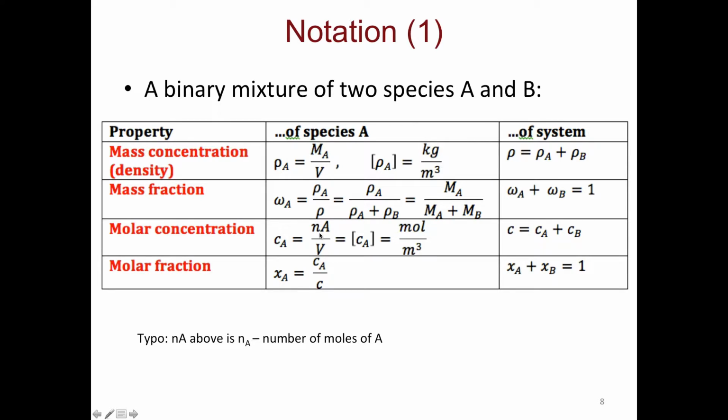And then I could look at the molar. This is actually N with a subscript A. So basically, I can just look at the number of moles of A divided by V. And I'm going to refer to that concentration as CA. It's in moles per meter cube. And then similarly, my overall molar concentration for the entire phase is CA plus CB. And when I'm looking at the molar fraction, I'm going to refer to it as XA. Okay, so I'm simply going to divide CA by C. For XB, I'm going to divide CB by C. And from this equation, when I divide it by C, I'm going to get that XA plus XB is equal to 1. Okay, are we good?